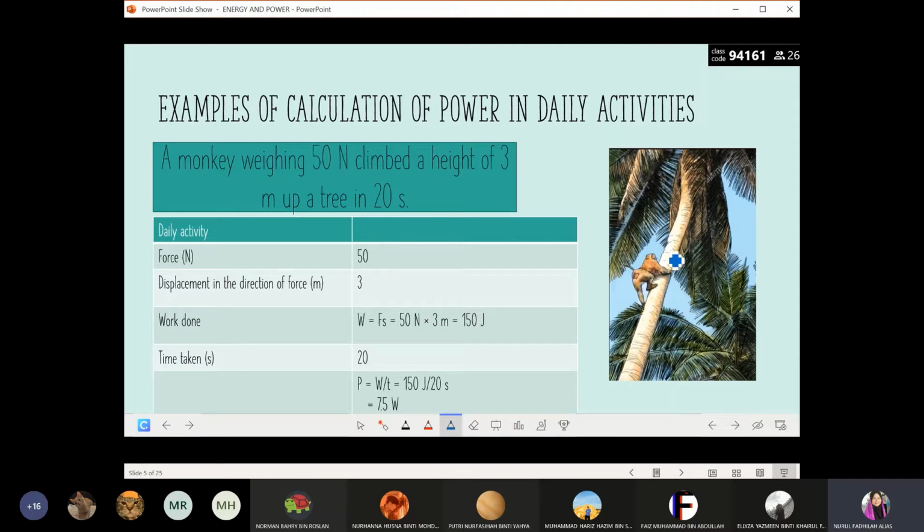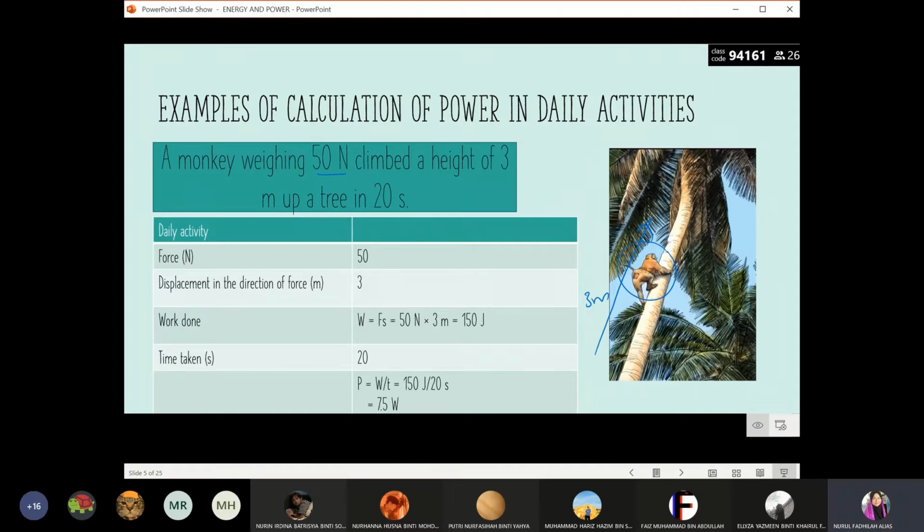So here there is a monkey. A monkey weighing 50 Newton climbed a height of 3 meters up a tree. So it climbs 3 meters. So what is the power? So in order to get the power, okay, so this is the power.